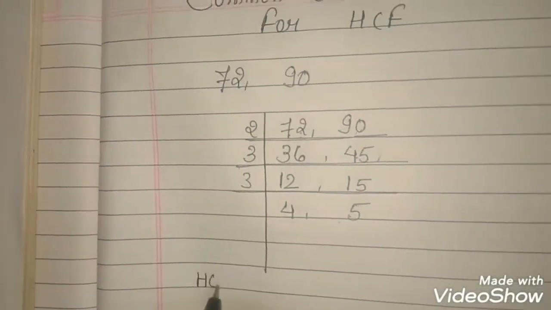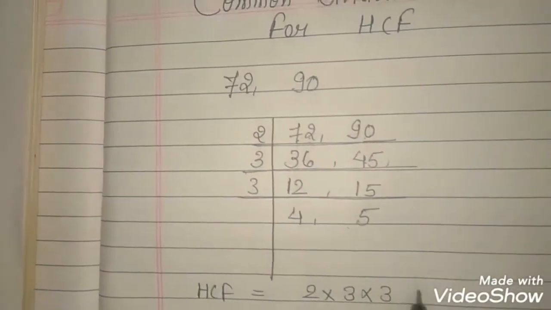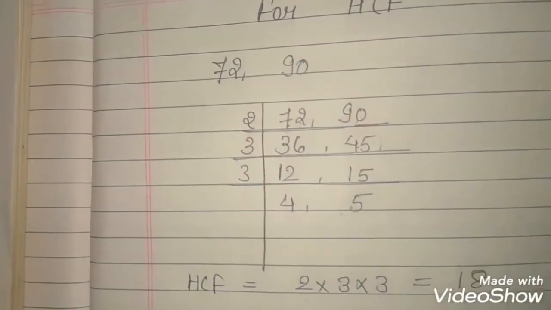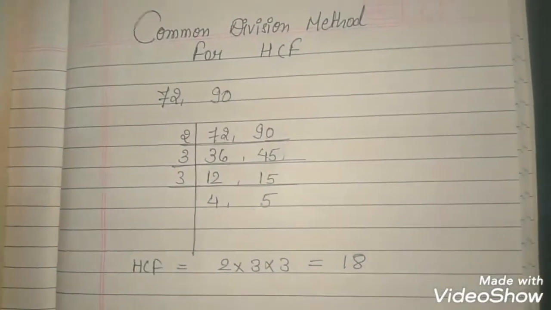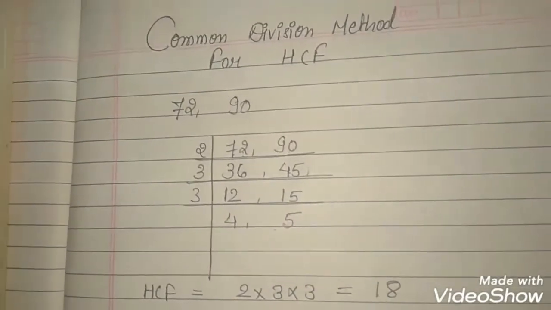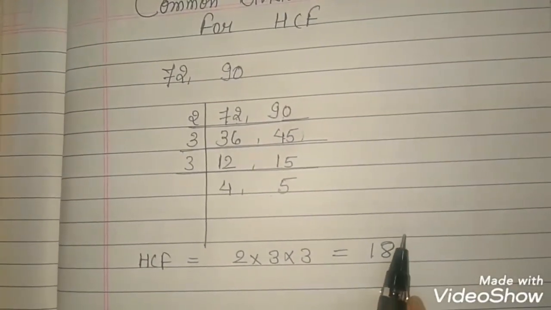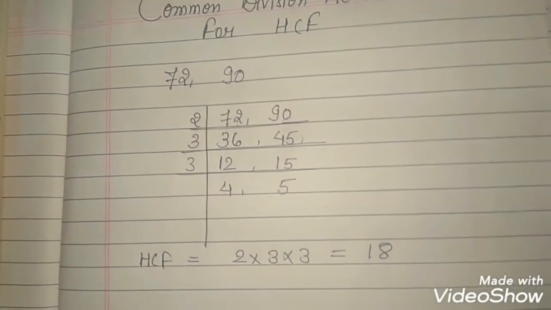So HCF will be 2 into 3 into 3, that is 18. And yes, if you will find out the HCF by the prime factorization method or the long division method, you will get the same answer. अगर आप इसको prime factorization से भी करते तो आपकी आंसर सेम आती. No any difference between them.